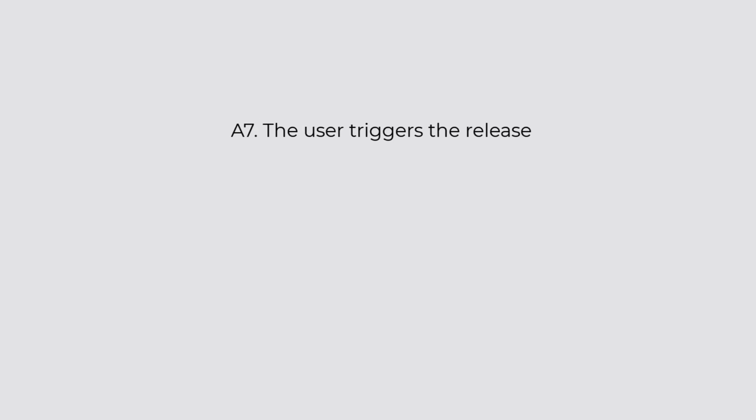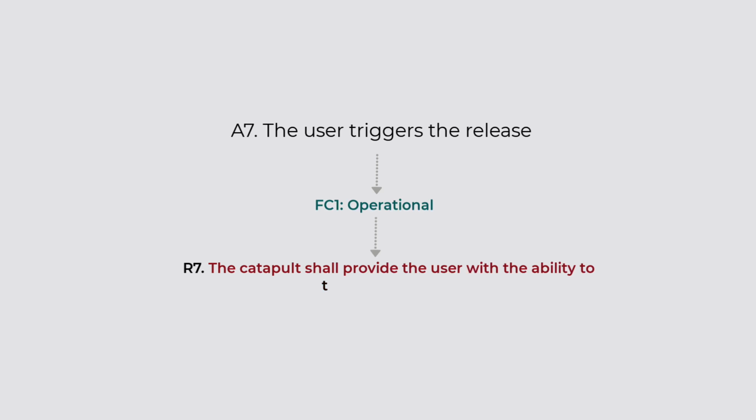The 7th activity, or A7, the user triggers the release. This activity is very similar to activity 5 or A5. This is another operational type. There is no direct relation with the other activity. Therefore, we can simply use formula FC1 to convert it into a requirement. The requirement 7 or R7 becomes, the catapult shall provide the user with the ability to trigger the release.